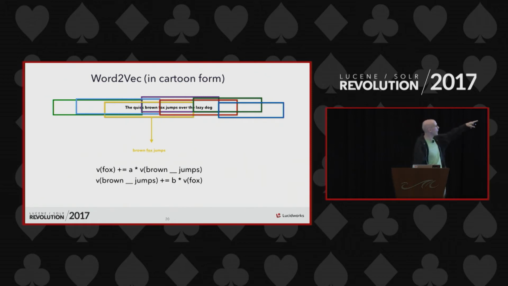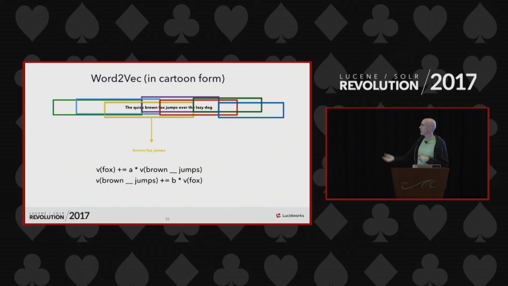If you're looking at brown fox jumps, you take the vector for fox and add on a small bit of what it already was before, of the vector for the context, brown, something in between jumps, where that something in between could be any other thing that also occurs. And similarly, at the same time, you inch your way toward it: take the vector for the context brown jumps, and add onto it a little bit in the direction of the vector of fox. This is similar to alternating least squares, where you inch your way through the corpus as you slide over everything.